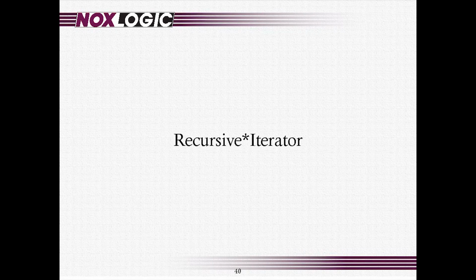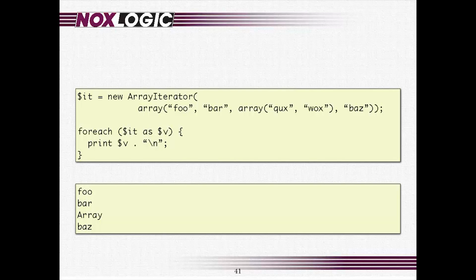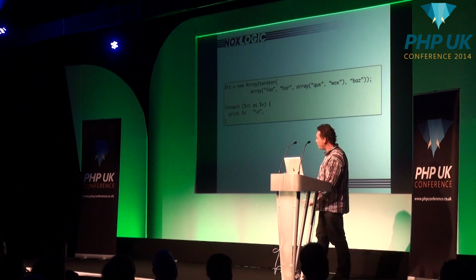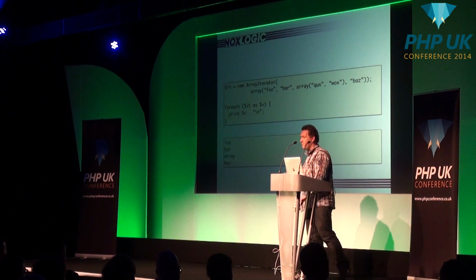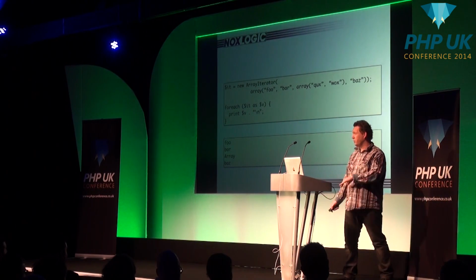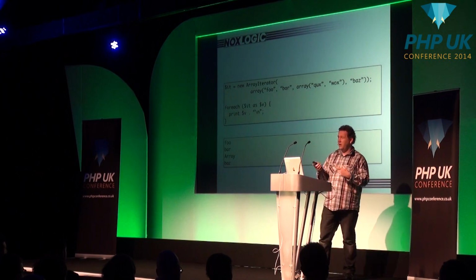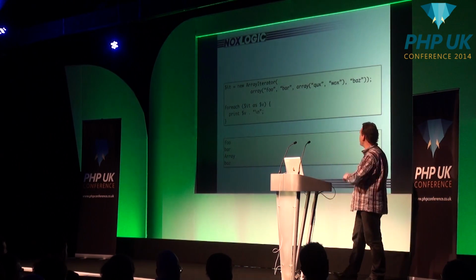The RecursiveWhatever iterator. Example. I have an ArrayIterator. I give it an array, foo bar, and another array inside, baz. What would the output be? Obviously, this is a trick question, right? So what do you think the output will be? Foo bar array baz? Yeah. Until PHP 5.4, you were correct. On 5.4, it will actually throw another notice that you cannot convert an array to a string or something. But yeah, this is pretty much what's happening.